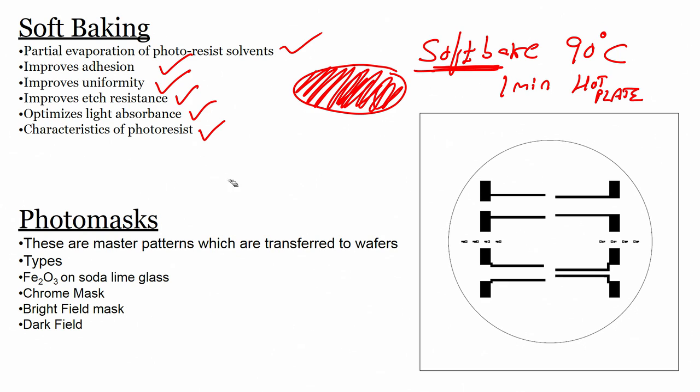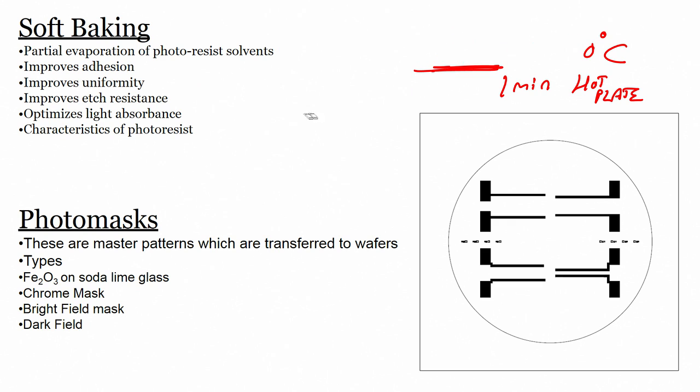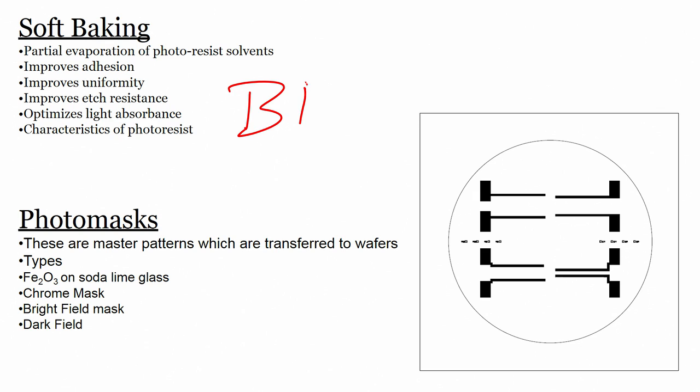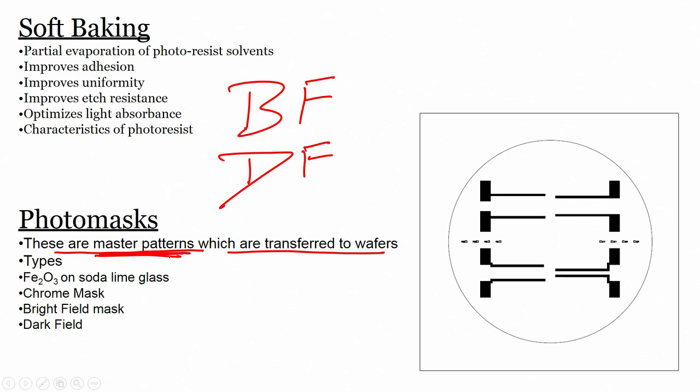Alright guys. Now comes another topic, which is mask, and we have seen masks already. There are two types of mask, right. One is called bright field mask, another one is called dark field mask. These are master patterns which are transferred to the wafers. Whatever there is on the mask, we can transfer it onto the wafer. That is why these are called master patterns.